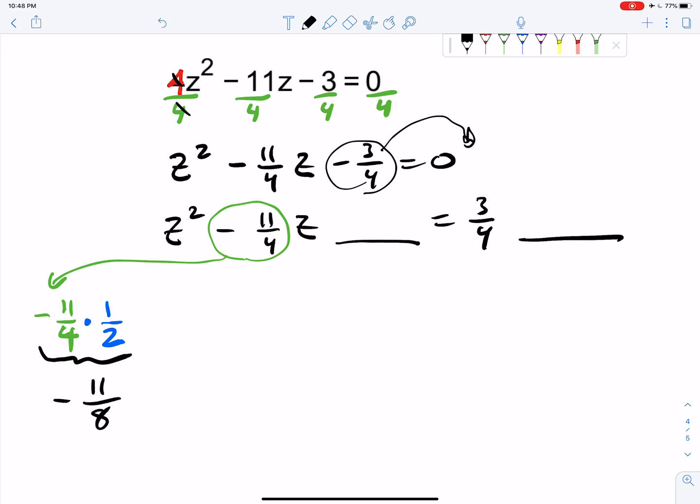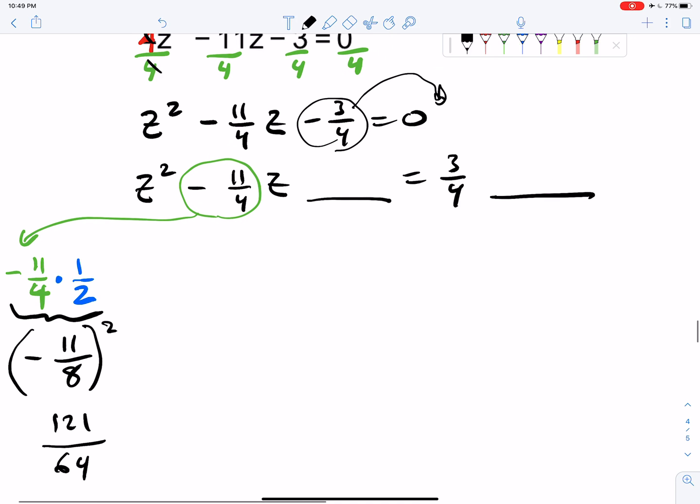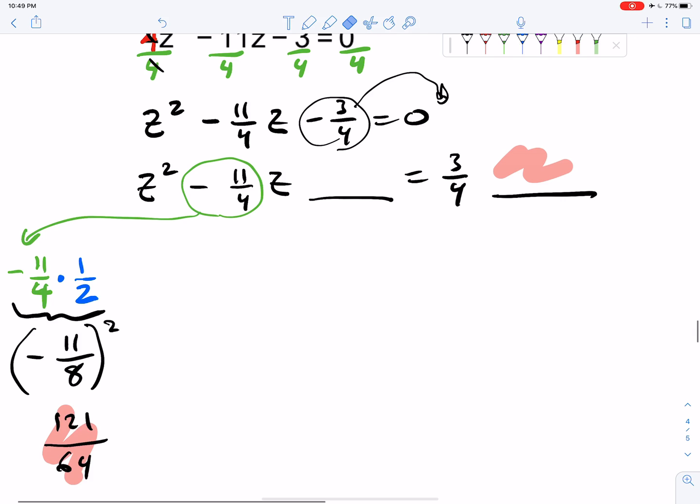Now this must be squared, which I'm going to write below it, which then gives us a positive 121 over 64. Wow, that is the special number that completes the square. So we've got this nasty 121 over 64 added on both sides.